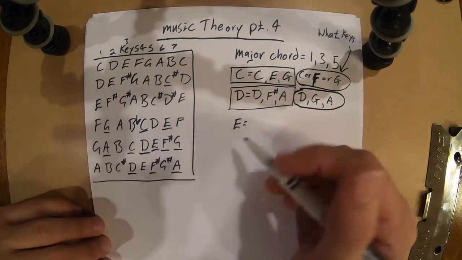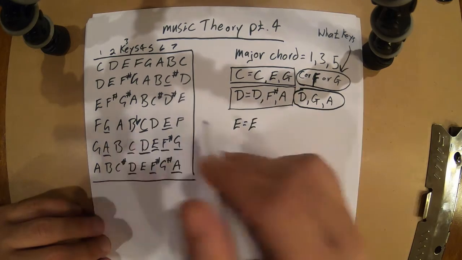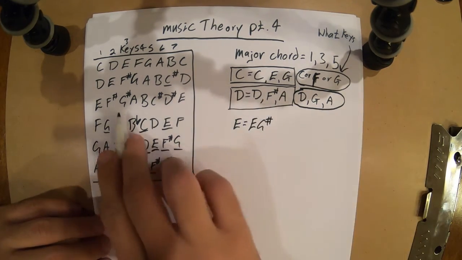So we have E. The first is E, then G sharp, then B.